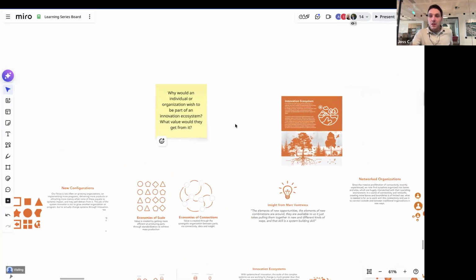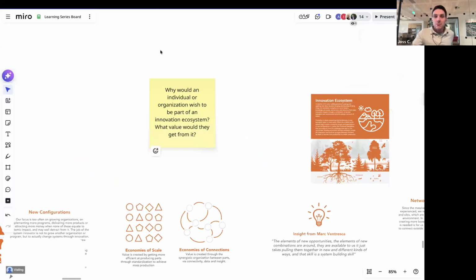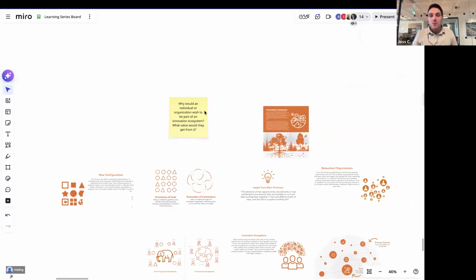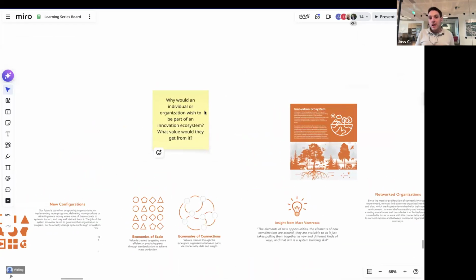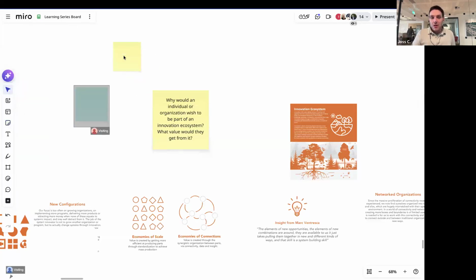Let's maybe just start this question here. If you're on the robot, please join me here. Let's just take 1 minute to post up a sticky. Why would an individual organization wish to be part of an innovation ecosystem? What value would they get from it? And if you just grab a sticky there on the side here, drop it down and type up your answer.